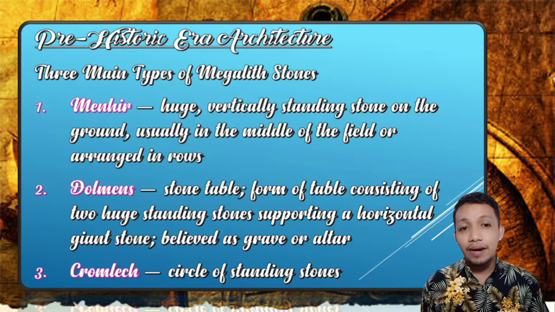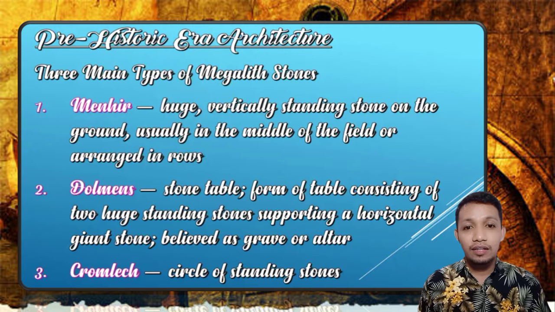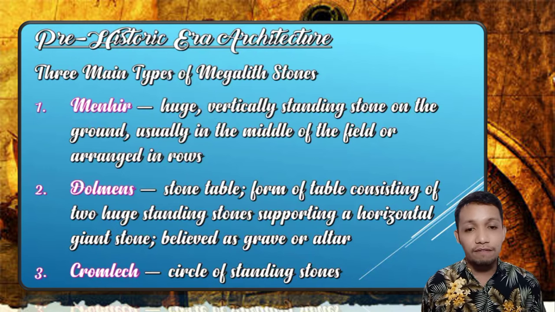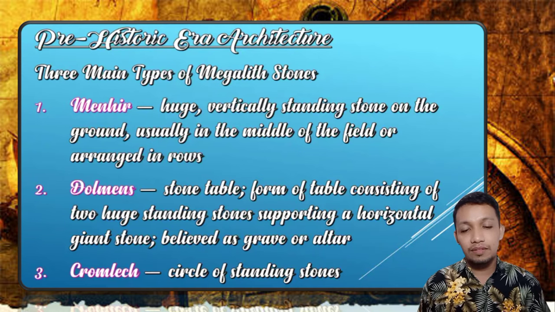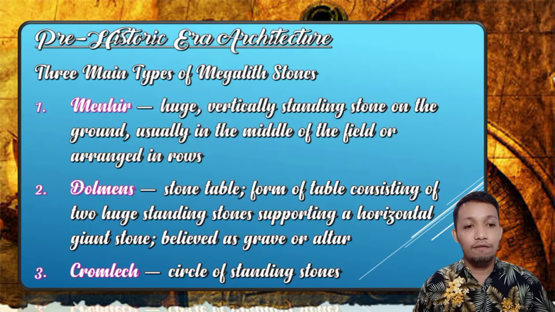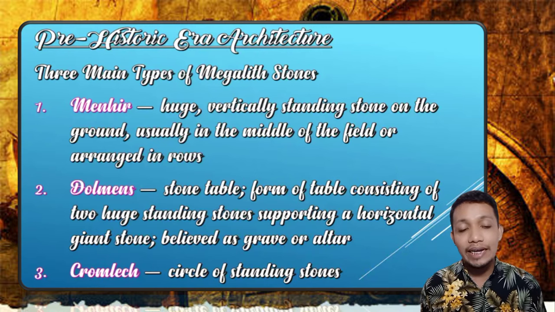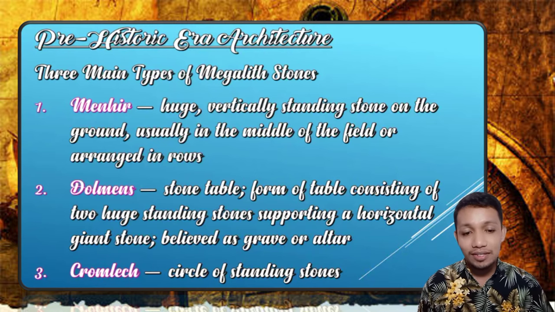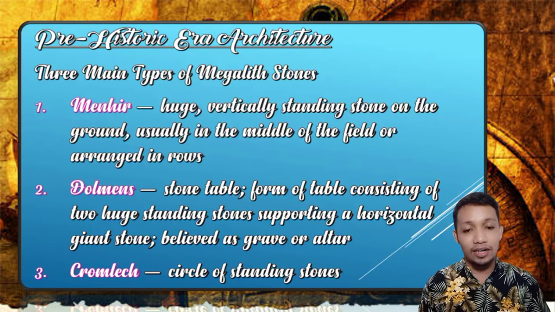There are different types of prehistoric era architecture. Three main types of megalith stones are menhir. Menhirs are huge, vertically standing stones on the ground, usually in the middle of the field or arranged in rows. Dolmens are another one. Dolmens are stone tables, a form of table consisting of two huge standing stones supporting a horizontal giant stone, believed as a grave or altar. And the third one is cromlech. This is a circle of standing stones.